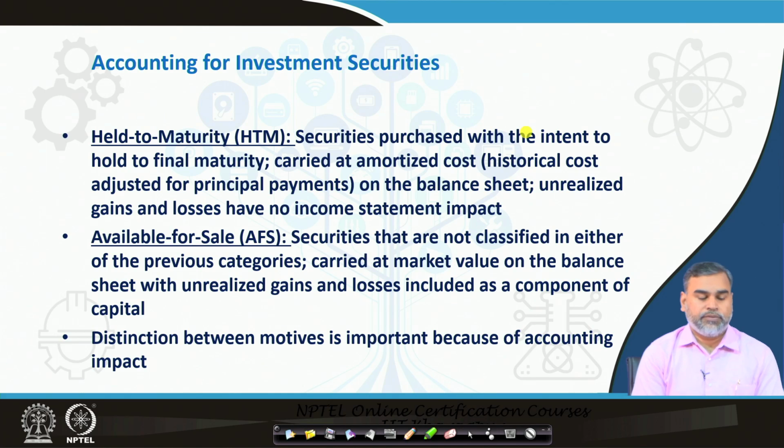Then we have another category, available for sale. These securities are not classified in either of the previous categories, and are carried at market value on the balance sheet, with unrealized gains or losses included as a component of capital. All these distinctions are important because the motives are different for the different categories that the accounting rule has classified. Accordingly, the bank has to maintain a balance among all the securities with different objectives, so that the total objective is not distracted, and can be fulfilled.